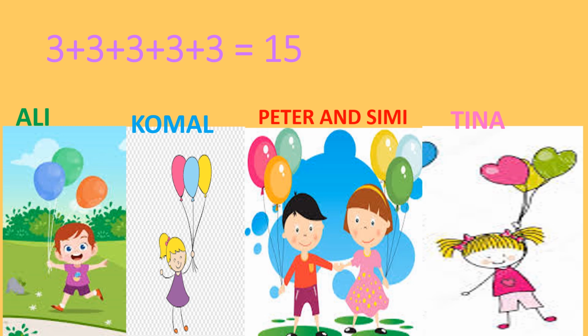Instead of adding this 3, 3, 3, 3, 5 times, what we can do is 3, 5 times. 3 5s are 15. Did you notice the answer? Both the answers are the same. So when you repeatedly add the number, we are actually doing a kind of multiplication. Multiplication is repeated addition. That means when we are adding the same number that many times, we can multiply.